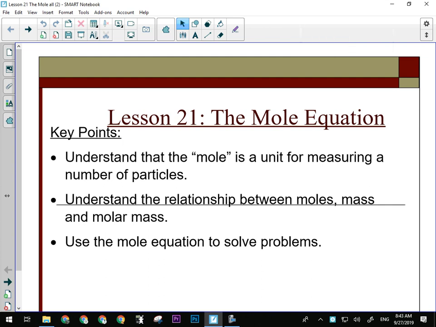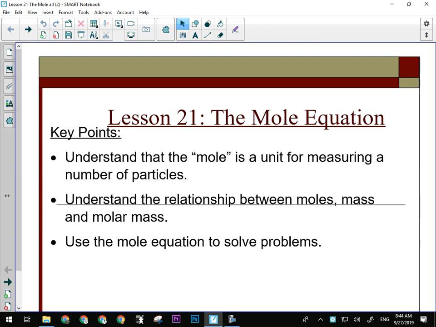Okay, so the last topic in this unit is the mole. The mole is a unit that we use in chemistry, and it measures or represents a number of particles. The mole works just like a dozen. How many are in a dozen? 12. We all know that. A dozen is just a representative word for the number 12.